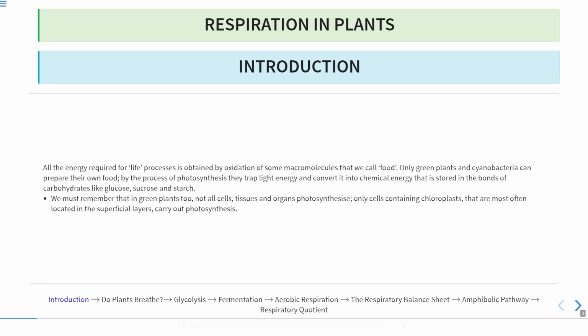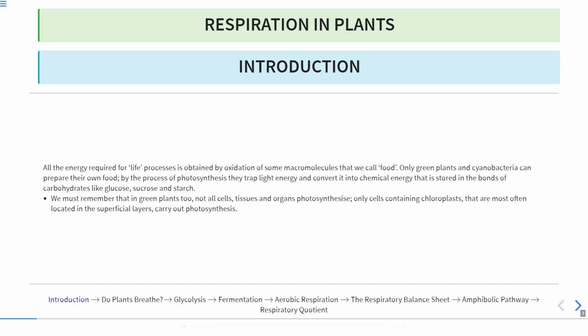They can prepare their own food because they contain the pigment chlorophyll, and that helps in the process of photosynthesis, that is the making of their own food. By the process of photosynthesis, they trap light energy and convert it into chemical energy that is stored in the bonds of carbohydrates like glucose, sucrose, and starch. Right? So green plants trap the light energy and convert it into chemical energy by using the raw material. Here, the raw material is carbon dioxide and water.